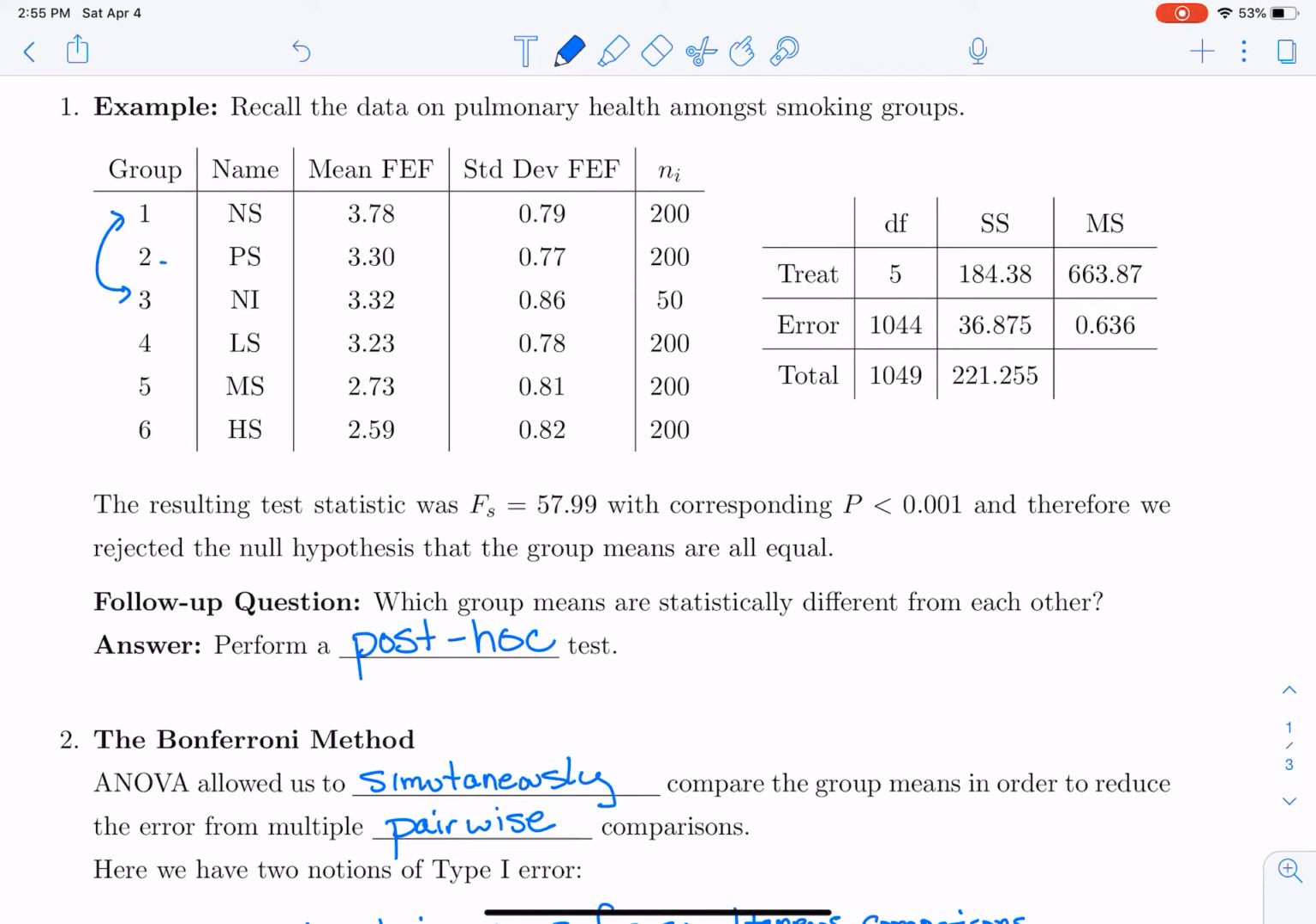Then groups 2 and 3 were closest together. And then groups 2 and 4 were closest together. Groups 4 and 5 are closest together in terms of their sample means. And then groups 5 and 6 were closest together. So those are the comparisons that I'm choosing to make.